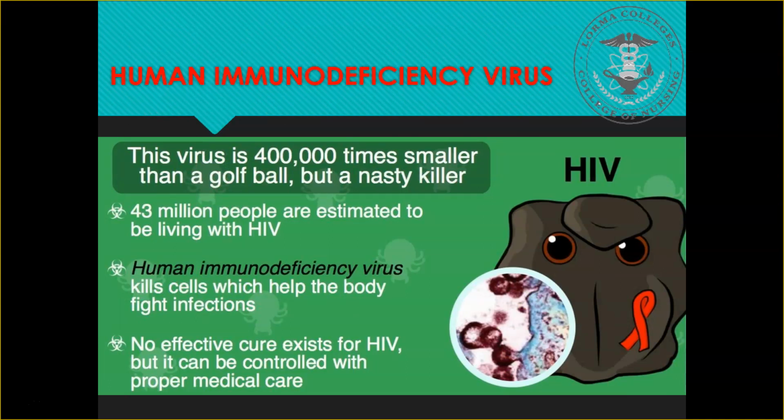So, let's talk about HIV first. This virus is 400,000 times smaller than a golf ball and a nasty killer. 43 million people are estimated to be living with HIV, and this, I think, is a statistic which has actually increased until these days. Ang HIV kasi, I think it was identified in the early 80s. Mga 1980s, early 80s pa lang. So, imagine mo, ilang years pa lang siya in existence. Siguro matagal na siya, but technically identified by the CDC as a contagious disorder.